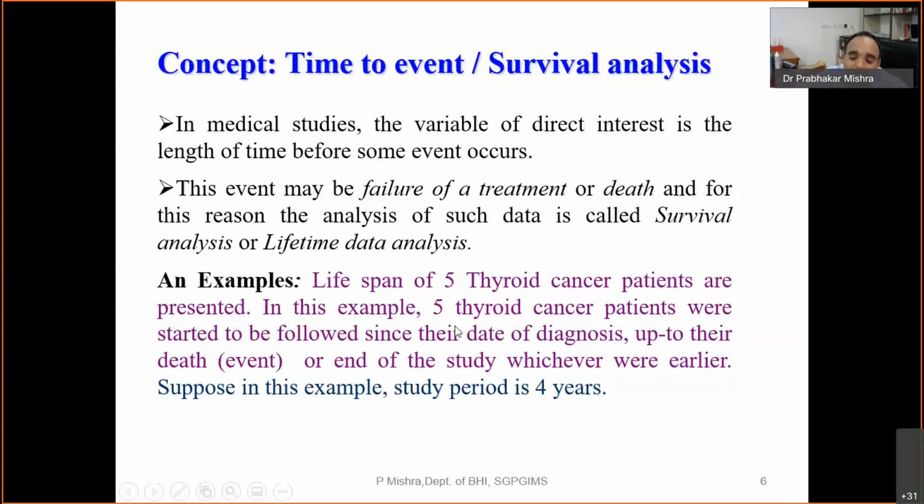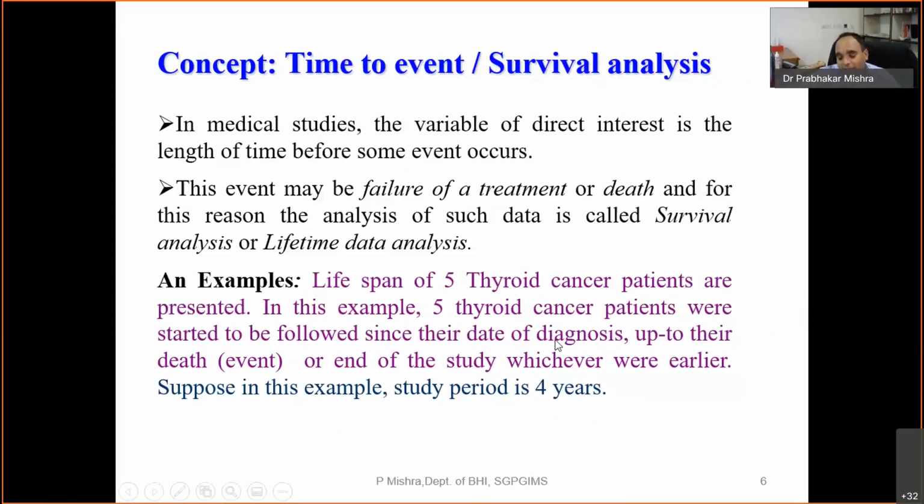So here five thyroid cancer patients were followed since their date of diagnosis up to their death or end of the study, whichever was earlier. Suppose in this example the study period is 4 years. During the 4 years, 5 thyroid cancer patients were diagnosed. This is a hypothetical example, because at least 3 to 5 thyroid cancer patients are diagnosed every day. It is a limitation of PowerPoint; we can't present more than 5 patients here, as that would be difficult to present.